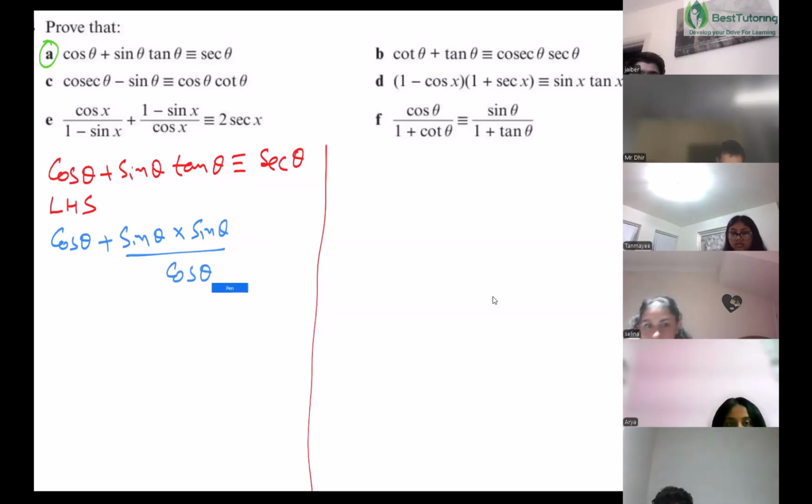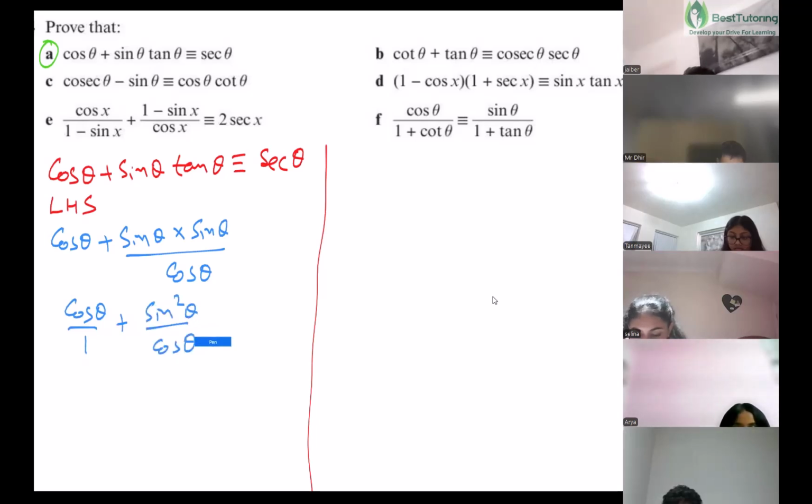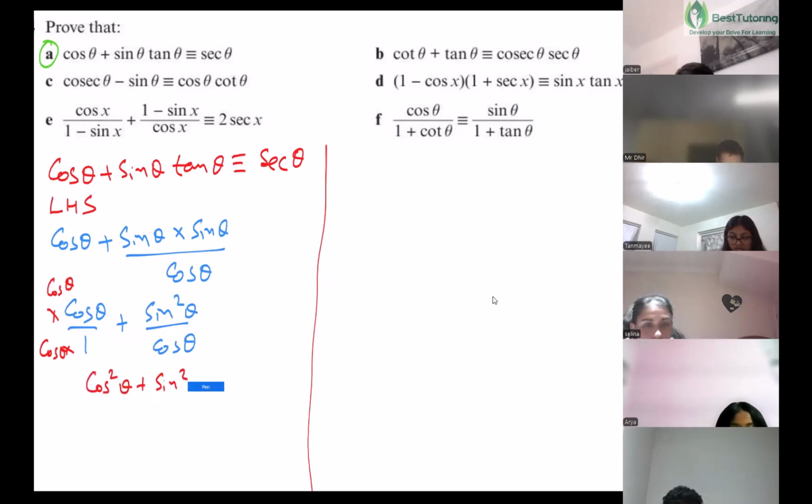And what will happen after that? Anurid, go on. Then you get cos theta plus sine squared theta over cos theta. Good. Cos theta over 1 plus sine squared theta over cos theta. Good. Keep doing what we do next. Then you multiply the fraction by cos theta, because we said previously we need to make the same denominator, then add it. So we end up with cos squared theta plus sine squared theta over cos theta.